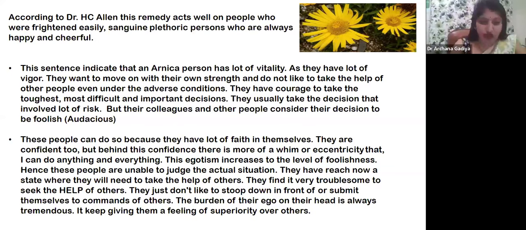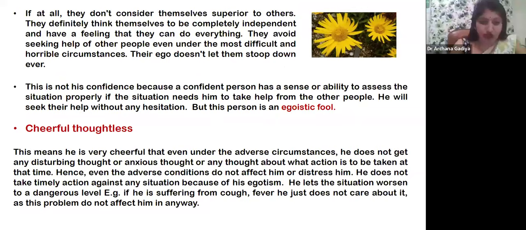It keeps giving them a feeling of superiority over others, because we have seen commands being given. जैसे suppose soldier है, he gives command कि परेड दाहिने मुड़ तो दाहिने मुड़, सबको मुड़ना है. उसको आदत नहीं दूसरे की कमांड सुनने की, दूसरे ने मेरा सुनना चाहिए, ऐसा उसको लगता है. If at all they don't consider themselves superior to others, they at least think themselves completely independent. That is, I don't need to depend on anyone, and they feel that they can do everything.